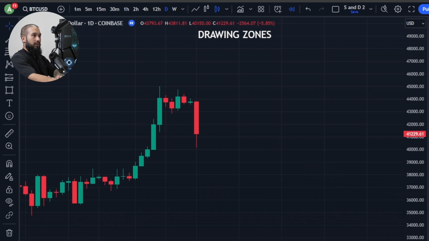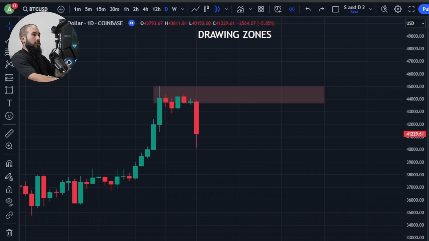First thing we want to do is make sure we're on a higher time frame. We're on the daily, so that is good. Next, we want to look at recent price action in the charts and see if we can identify any large imbalances. We see a large dominant imbalanced candlestick right here.